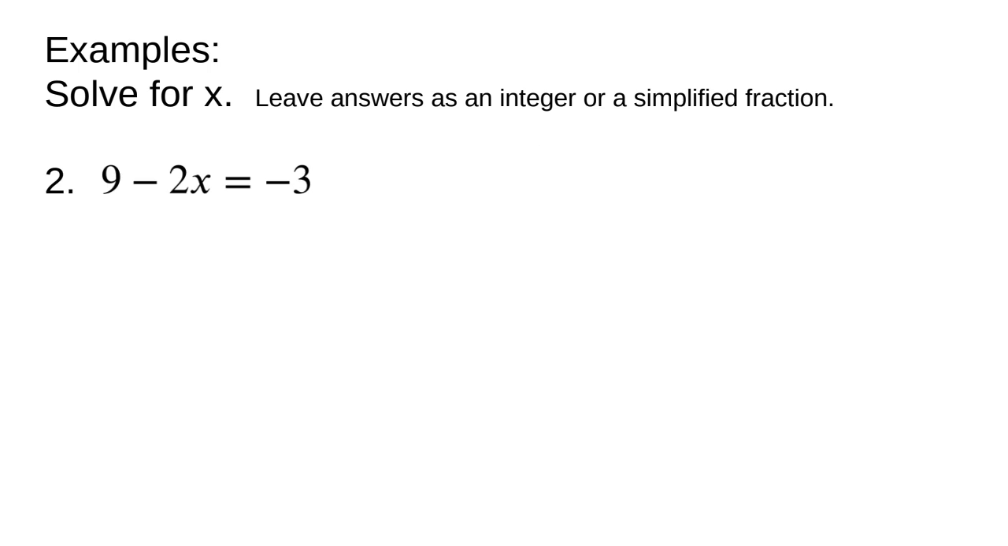Let's take a look at example 2. On one side of the scale, we have this 9 minus 2x, and on the other side, we have -3. Our job is to solve for x, so we want to get x by itself. That means we're going to have to move this -2, and we're also going to have to move this 9 to the other side.